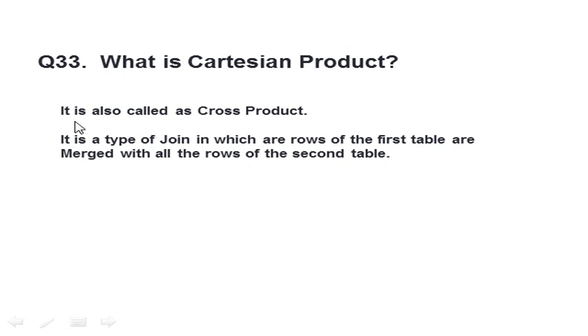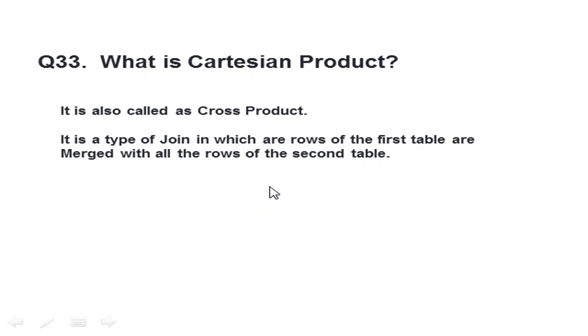What is Cartesian product? Cartesian product is also called a cross product. It is a type of join in which rows of the first table are merged with all the rows of the second table. That means you take a record in the first table, and with that record you take various combinations in the second table. You take the second record in the first table, and again take various combinations in the second table. Like this, if the first table has 5 records and the second table has 10 records, how many records are you going to get? 5 into 10, which is equal to 50 records.